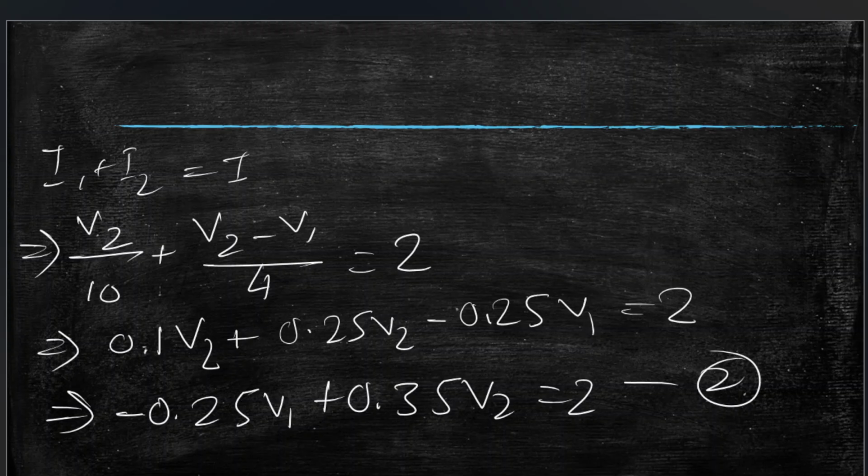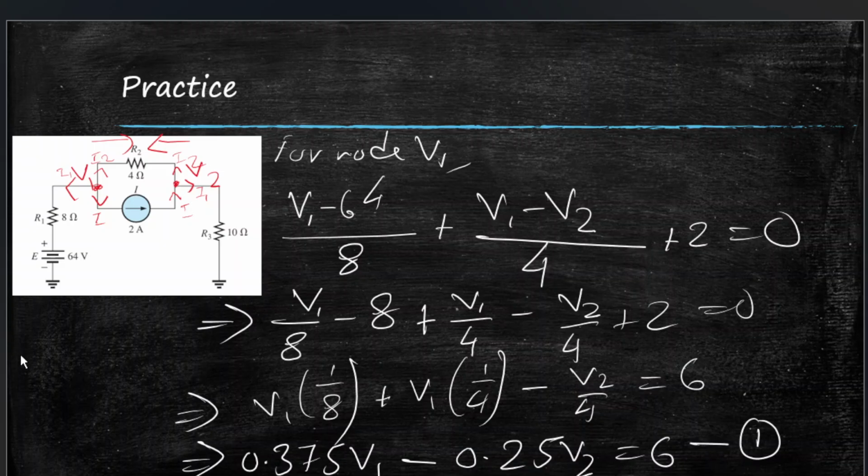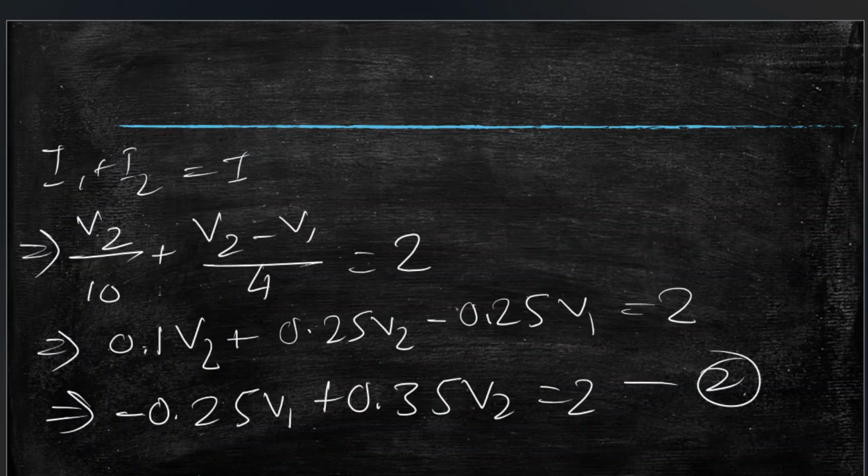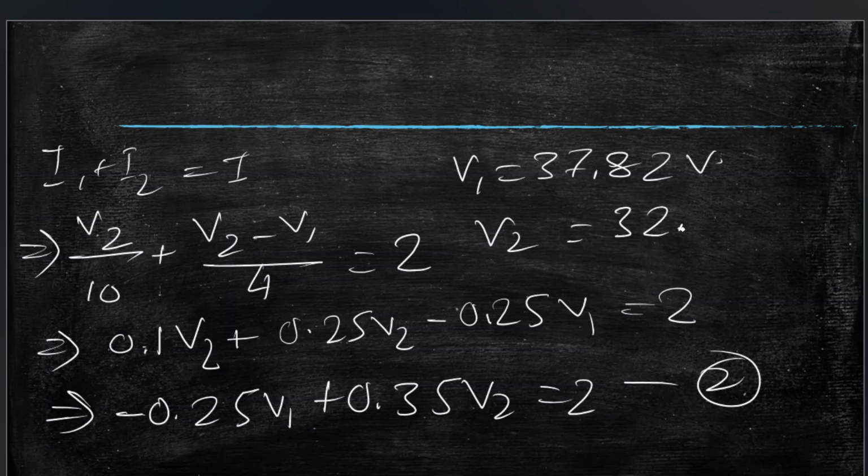Okay. Now we have two linear equations. Again, we can plug it in the calculator and solve it. So 0.375, minus 0.25, 6. And the other one is minus 0.25, 0.35, 2. So we have V1 is equal to 37.82 volts and V2 is equal to 32.73 volts. That's our answers.